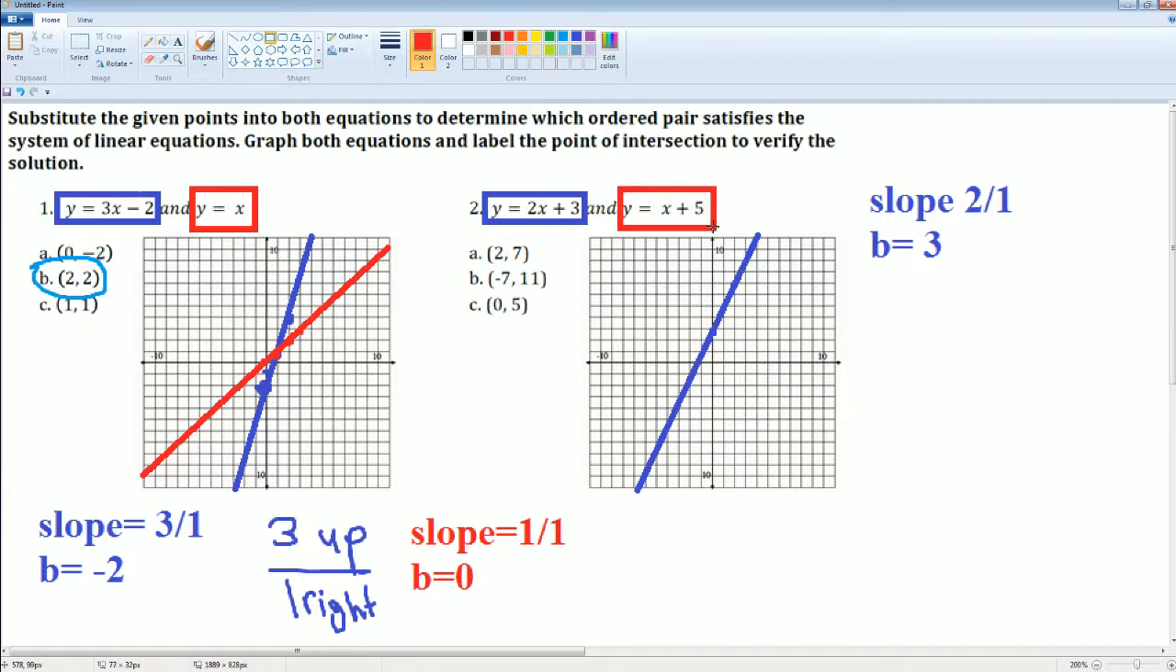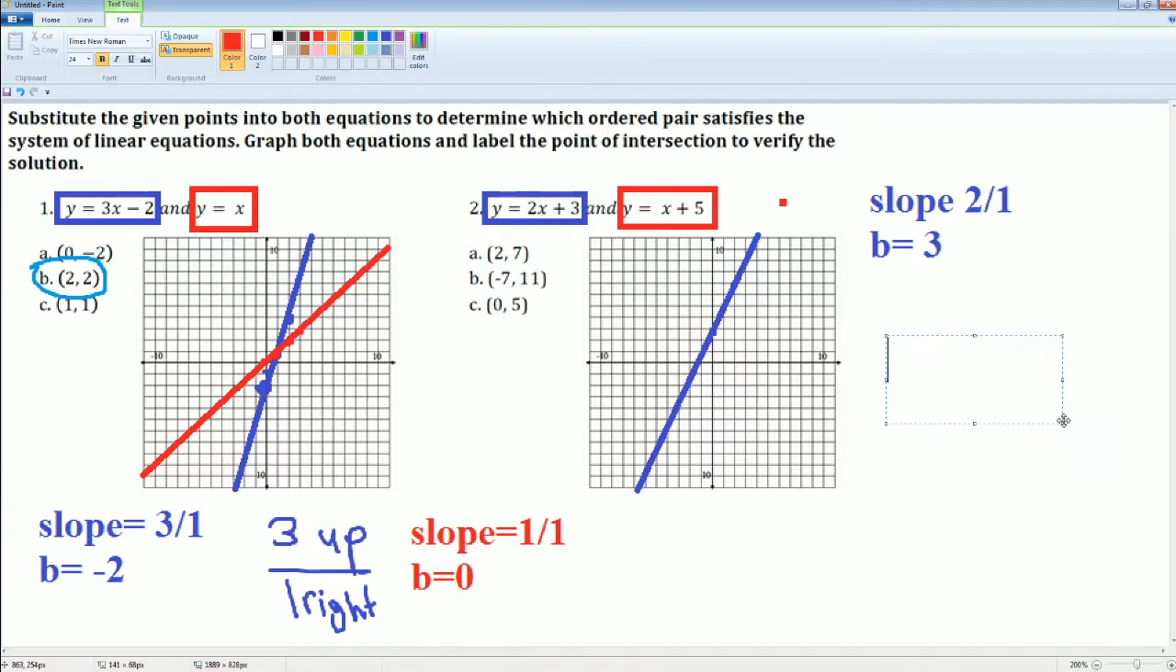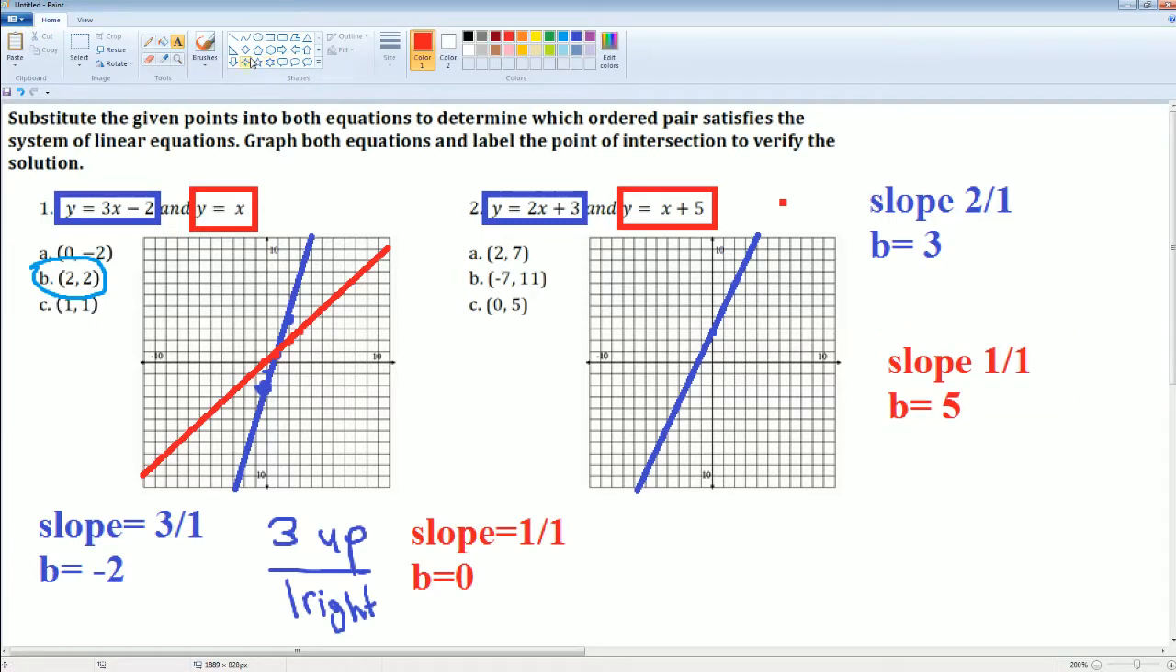This is going to be y equals x plus 5. Let's just get that information. For this one, the slope would be, what is the number in front of the x? It's really a 1 over 1, because there's a 1 out in front. And the y-intercept is 5. Alright, so let's do that. So we go to 5: 0, 1, 2, 3, 4, 5 is right here. And we go up 1, across 1, up 1, across 1.